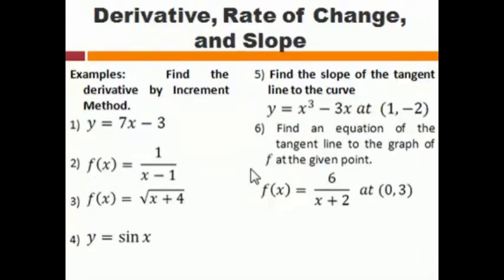In this slide, you have six examples. Solve for the derivative by the increment method for numbers 1 to 4. Then for problem number 5, an application of the first derivative, find the slope of the tangent line to y equal x cubed minus 3x at point 1, negative 2. And for number 6, find the equation of the tangent line to the graph of f at the given point.